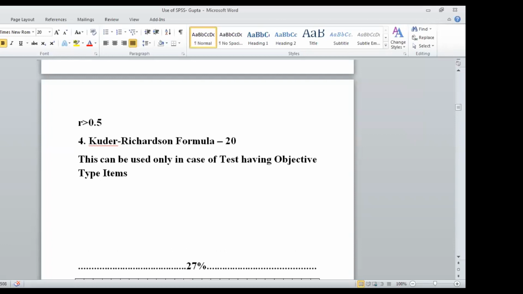Now, the formula 20 you use when your test contains items with different difficulty level and discrimination index. But if your difficulty level of all the items is the same, then you use Kuder-Richardson formula 21. But for all purposes, it is the 20 that is to be used, because our items cannot have the same difficulty level, they will have different difficulty levels.